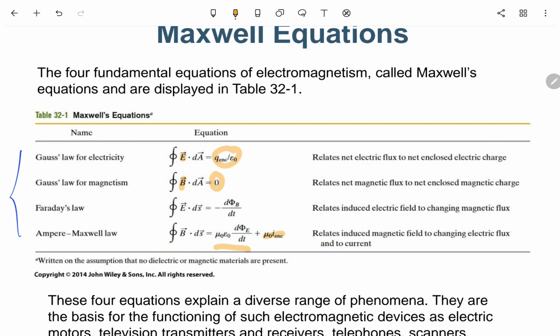Of course, in the textbook we only learn about the integral form. More useful is the differential form, which says divergence of E field equals 0, and curl of E equals negative partial B partial t, and for this one, curl of B equals mu 0 J plus epsilon naught partial E partial t.